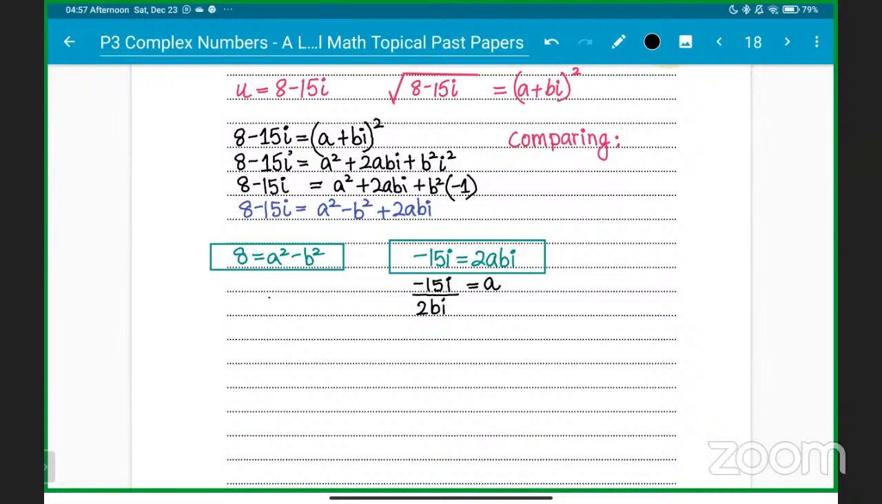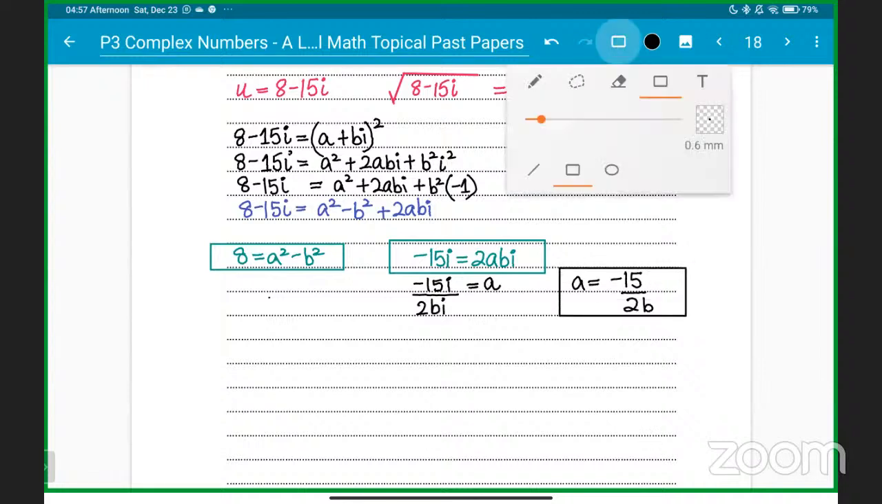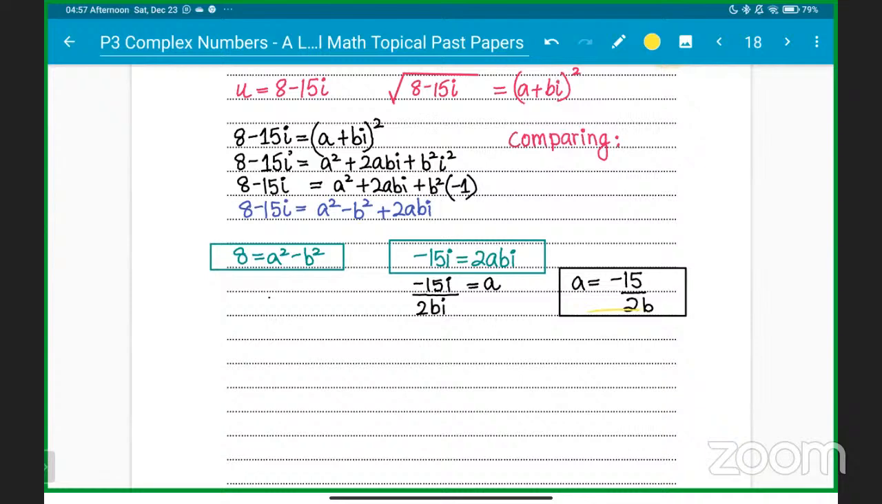Everyone getting it? The 2 times b times i I did there, and A will be equal to how much? Minus 15 over 2b. I and i cancel out. A is basically minus 15 over 2b. Everyone got it? Clear? This is the subject. I and i cancel out, and A is equal to minus 15 over 2b.